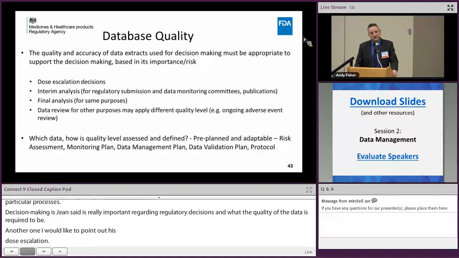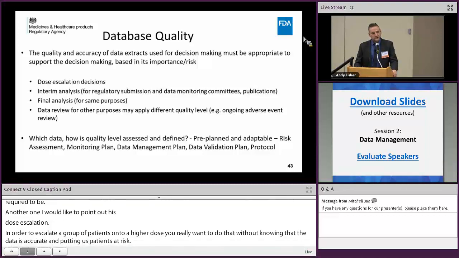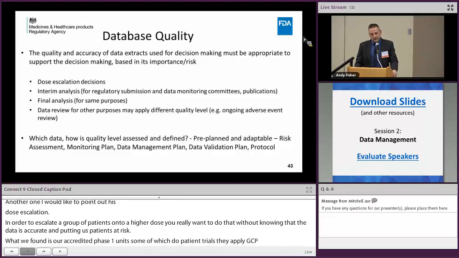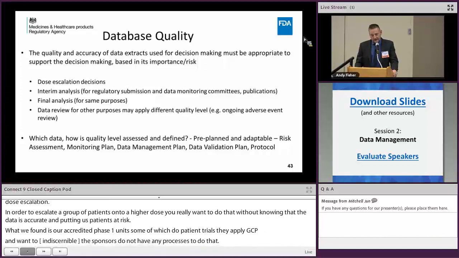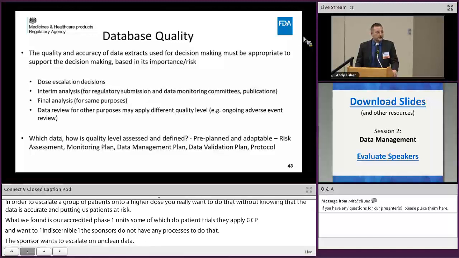So what we found is our accredited phase one units, some of which do patient trials in multi-center situations, apply GCP and want to do QC on the data used in dose escalations, but the sponsors don't have any processes to do that, or the other sites don't, and so the sponsor wants to escalate on unclean data, and that has caused problems for them, and we will be publishing an MHRA blog about dose escalation requirements to reemphasize this issue.